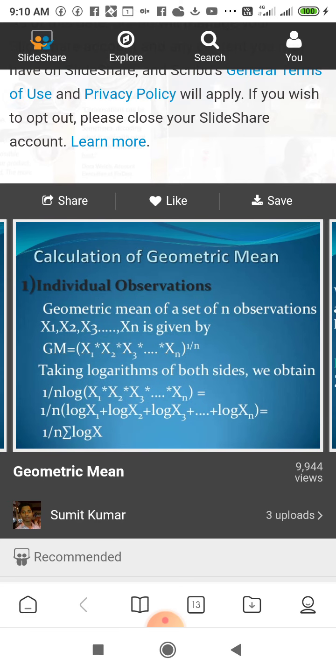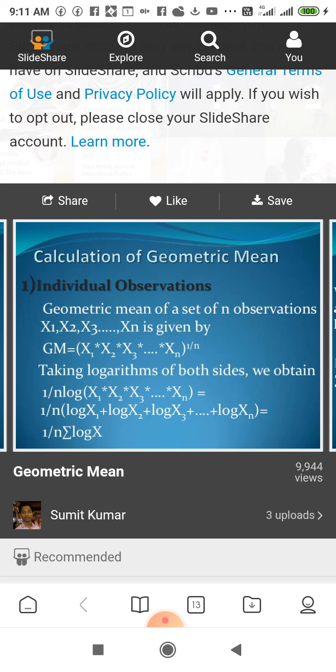Calculation of geometric mean for individual observations. Geometric mean of a set of n observations x1, x2, x3 dot xn is given by geometric mean is equal to x1 into x2 into x3 dot xn whole power 1 by n. This is the geometric mean.